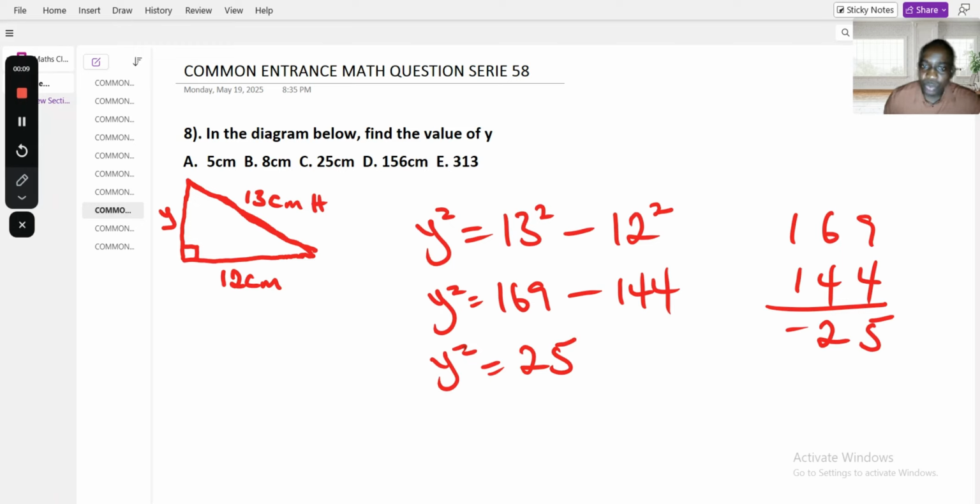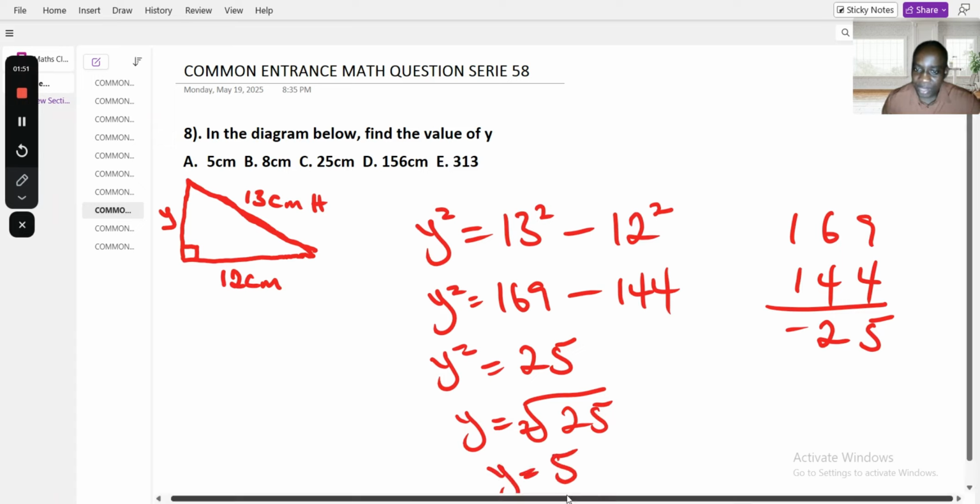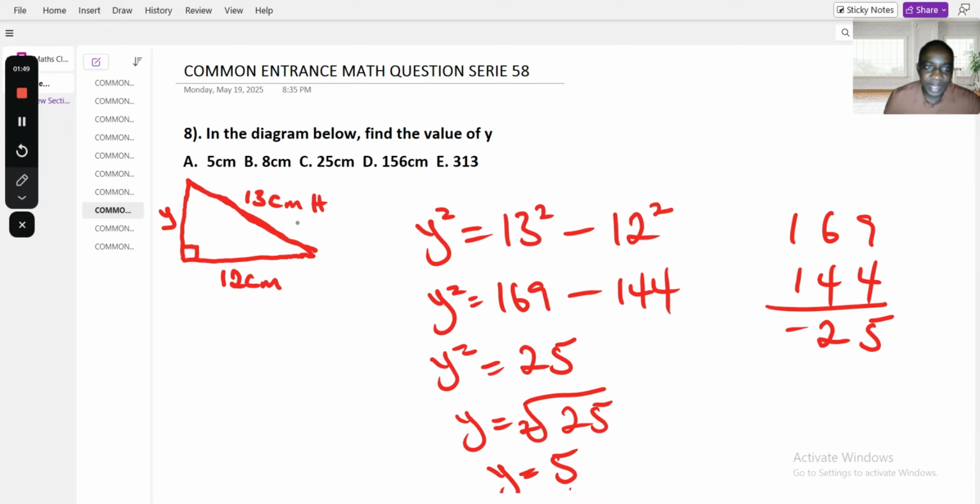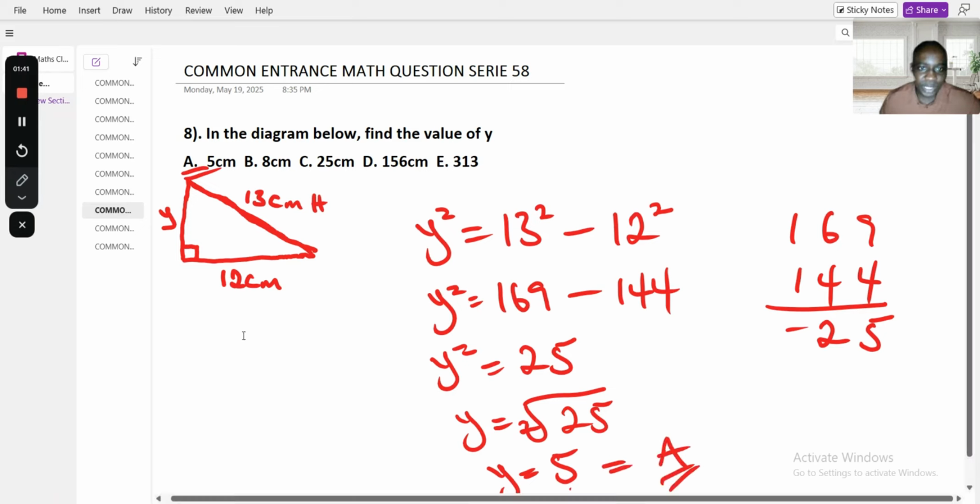The square root on the y, you are going to do what? Transfer it on the 25. Therefore, what is the square root of 25? Square root of 25 is going to give us 5. 5 times 5. Do we have 5 there? Yes. A. Our final answer is A. I hope you are getting me. Let's move to the next question.